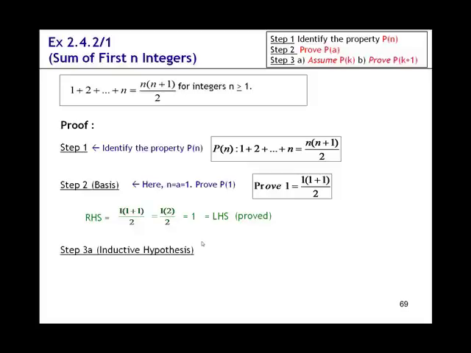Next is the inductive hypothesis, where we make an assumption. In this case, we assume P(k) is true. If you substitute k into our left hand side, it will be 1 + 2 + 3 + 4 all the way to + k, and our right hand side will be k(k + 1)/2. Because this is an assumption, there's no need for you to prove that they are equal, but we will make use of this assumption in our proof for P(k + 1) at a later stage.